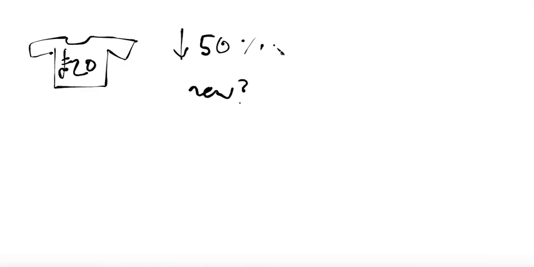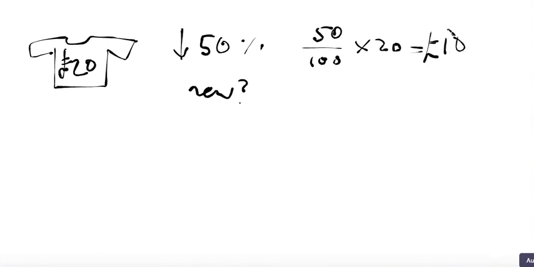The first thing we need to do is work out what 50% of £20 is. So we do that by doing 50 over 100 times 20, which gives us £10. So we know that 50% is £10, and we know that 50% has been taken off. So the next thing we need to do is 20 minus 10, which gives us 10. So the new price is £10.